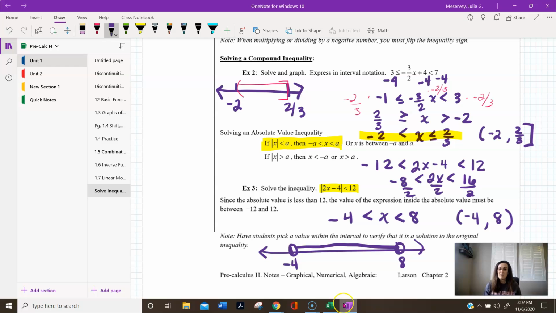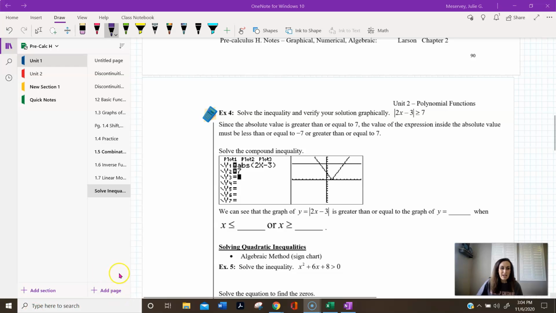So to verify, pick a number in between and see if it works. Looking at this, 0 is in between those. If I take 0 and plug it in, 2 times 0 is 0, and 0 subtract 4 is negative 4. And the absolute value of negative 4 is 4. Is 4 less than 12? Check. Yes, it is. So that's how you could check your solution.